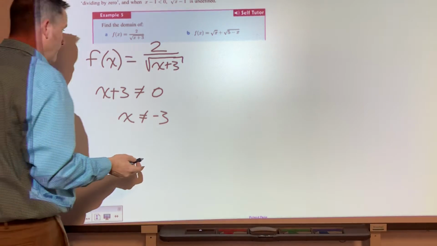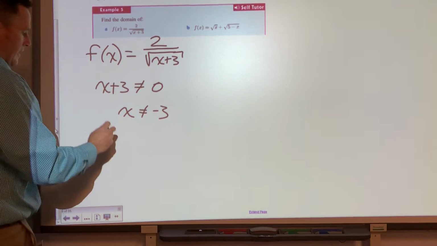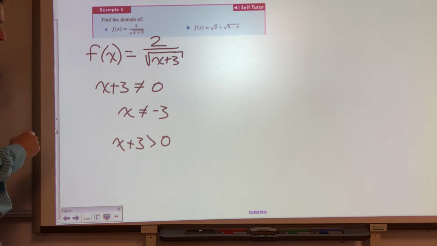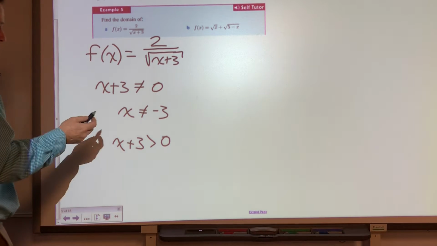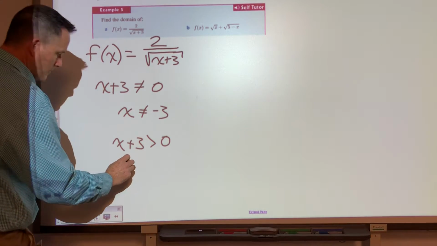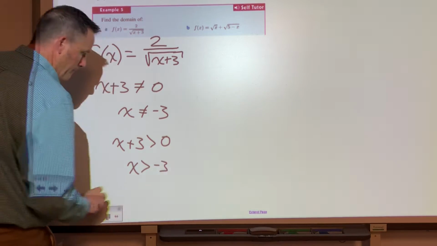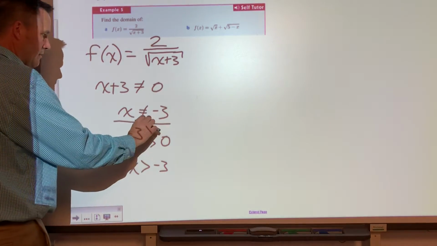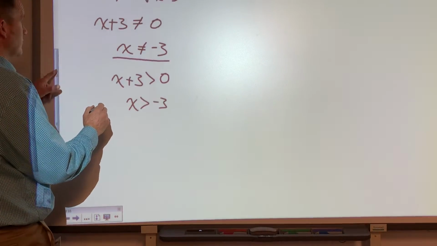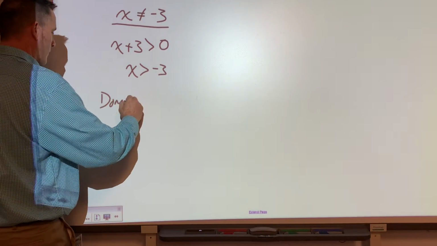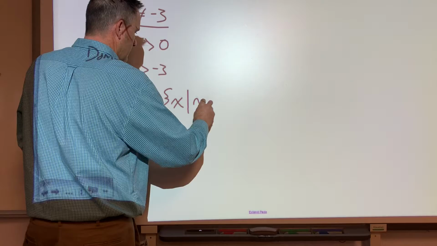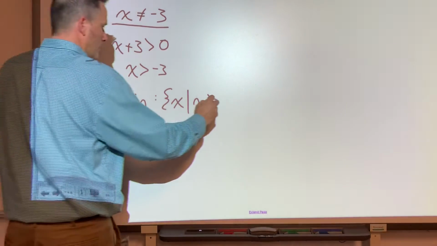So x cannot equal negative 3, but we also know x plus 3 has to be greater than 0. Why? Well, we can't do equal to 0. We just ruled out the equal to 0. So x plus 3 has to be greater than 0, so x has to be greater than negative 3. Based on this piece of information and this one, I come up with the fact that this function's domain for x has to be greater than negative 3.